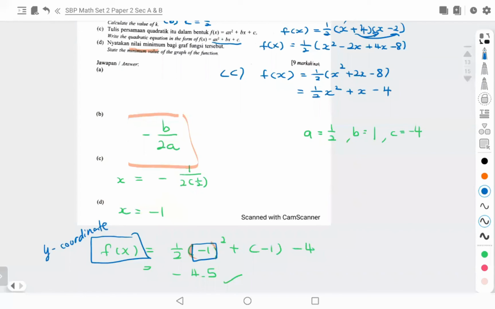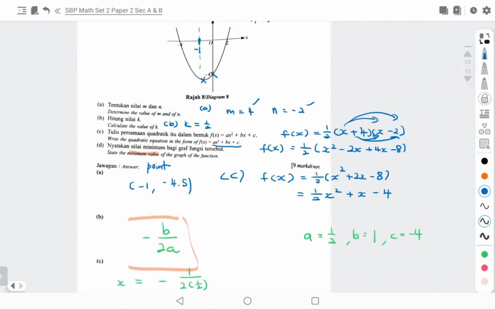Okay, you're keying in. So the y coordinate is also the same as the minimum value. Okay, so it depends on the questions. Minimum value, you just state -4.5. If they ask for the minimum point, it refers back to the coordinate. Then you have to write (-1, -4.5). Okay, that's the difference.